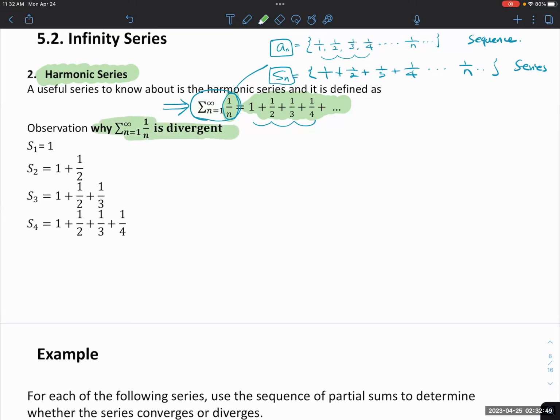And I will show you why, okay? So the divergent, why? S1 is going to be 1, as you see. And then S1 plus the second number is S2, plus the third number is S3, plus the fourth number is S4. So you see the pattern. And then at the end, Sn, this is going to be happening, right? And then I want to know whether this is convergent or divergent. So let's check it out.